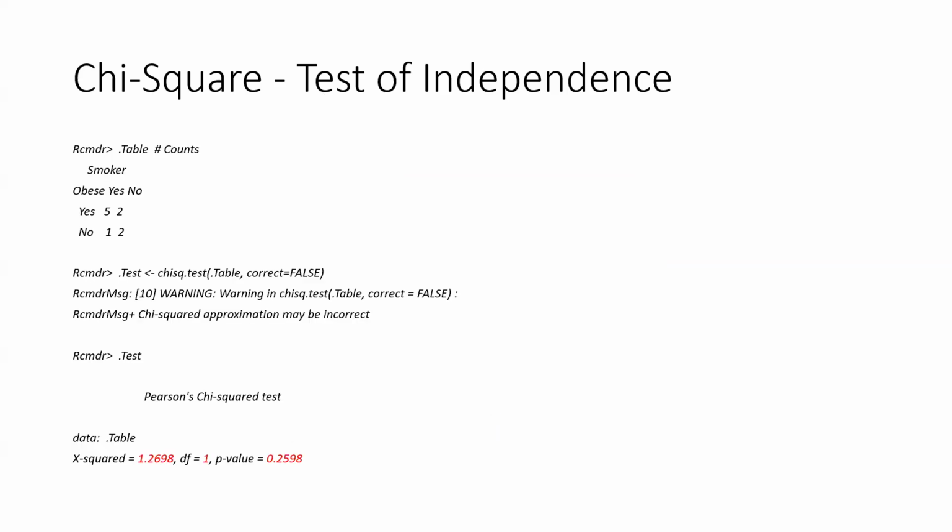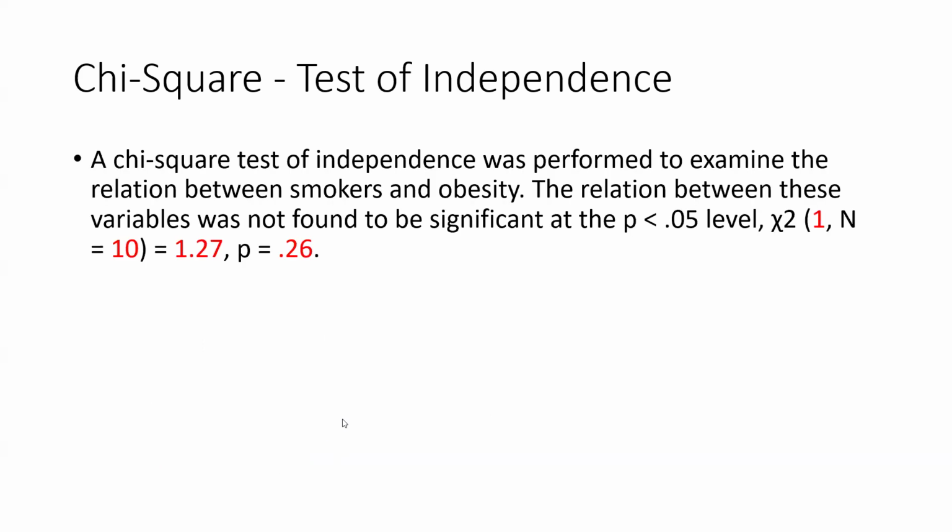Here's our outcome. It's the same outcome as before. We just went about it in a different way. And all the values that were found within our output, you would then just place in the appropriate spots so the APA format guidelines are satisfied for chi-square.